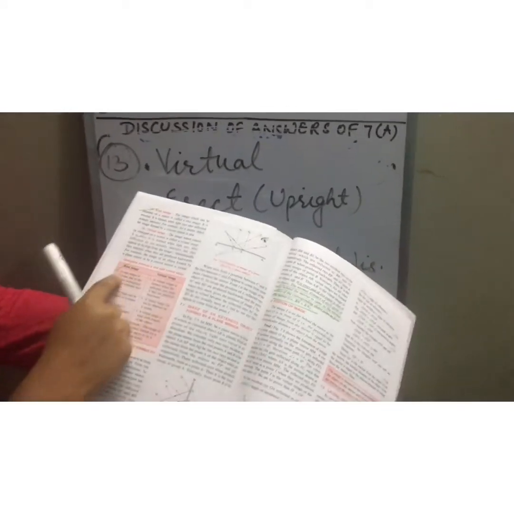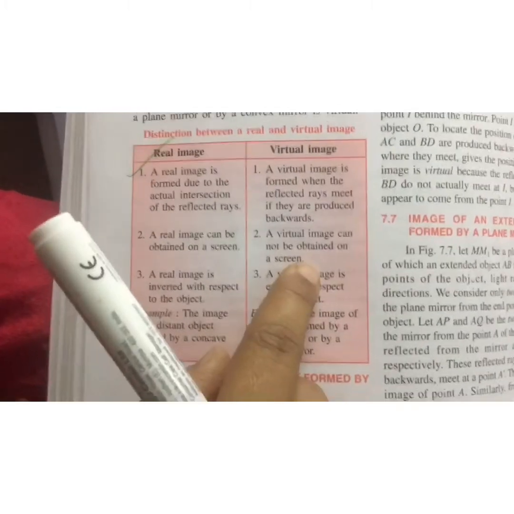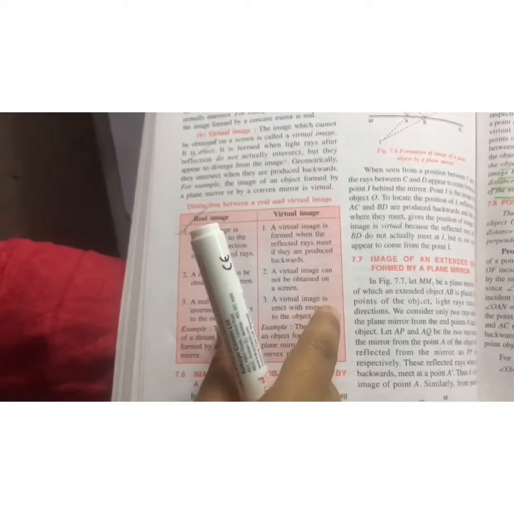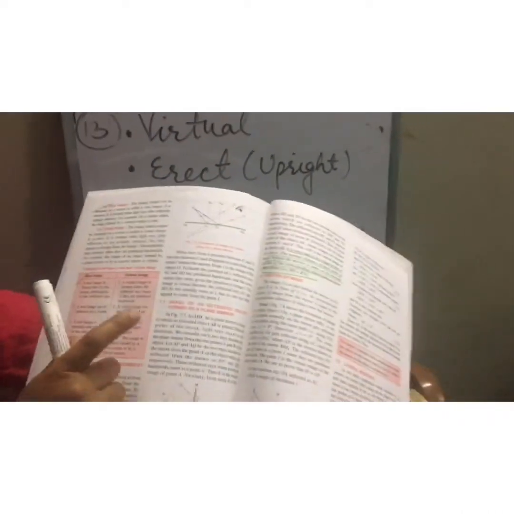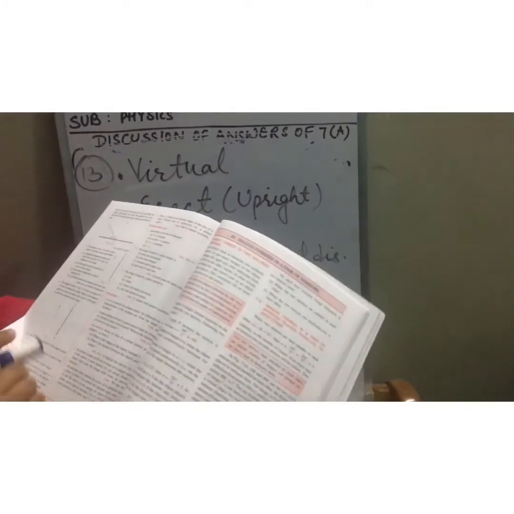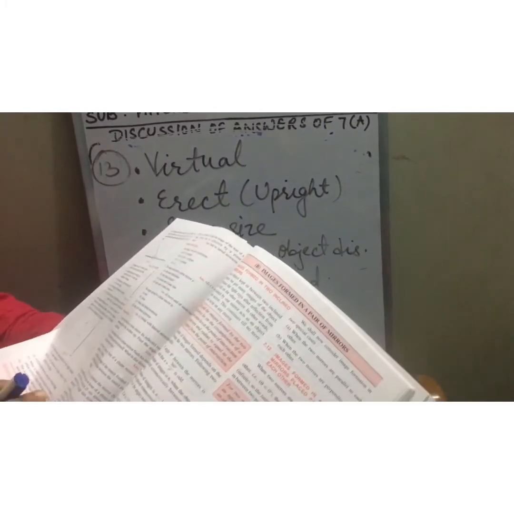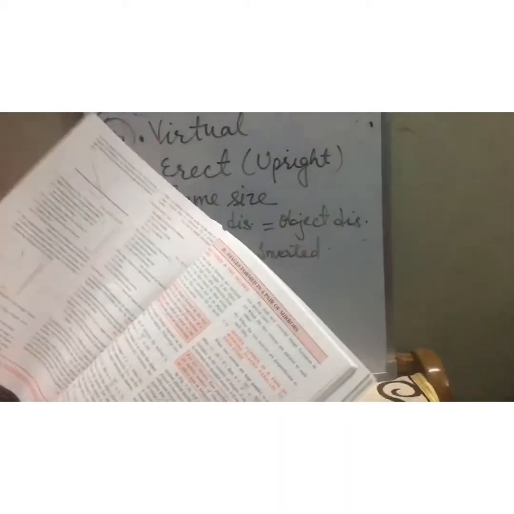See this box here, all points are written here, real image and virtual image. You all have to write it in your copy and learn them. Okay, all the points which I have explained to you are written here. Okay, now next is what? Question number 15. What is meant by lateral inversion of an image in a plane mirror? What is meant by lateral inversion?